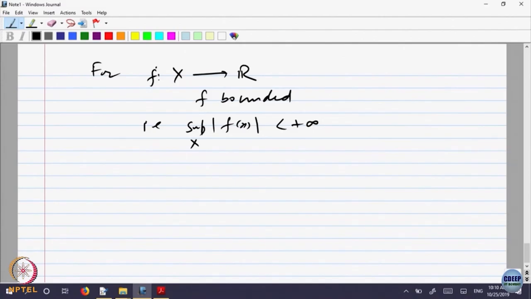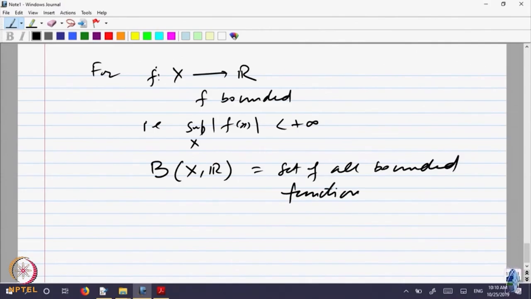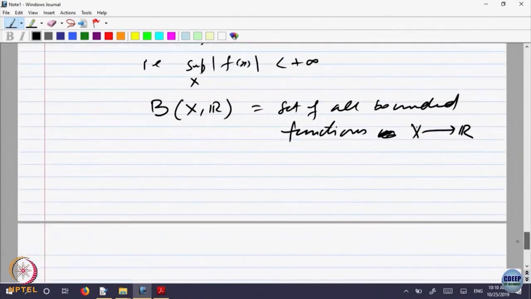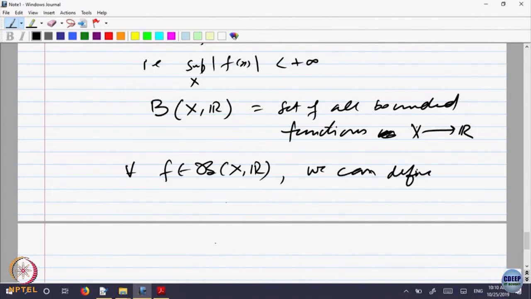I don't think I gave a name for this. Okay, I think probably we gave. So let us write B(X, R), the set of all bounded functions from X to R. For every f belonging to B(X, R), we can define, we had already done it, the L infinity norm, that is the supremum of mod f x, x belonging to X. Right, this exists.